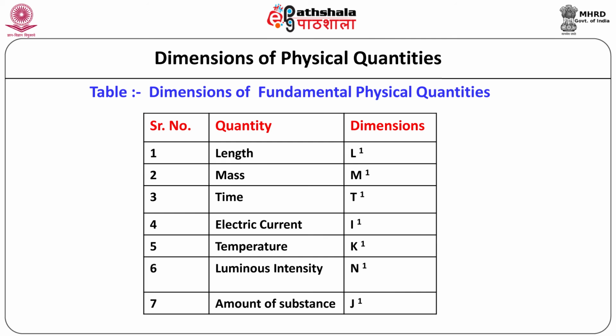The dimensions of every physical quantity is 1 in that quantity. For example, dimensions of length is 1 in length. Similarly, we talk of 1 in mass, 1 in time, etc., as seen from the table.